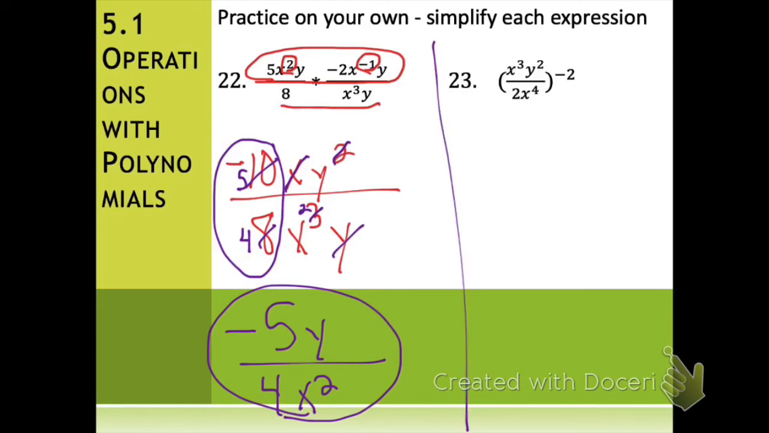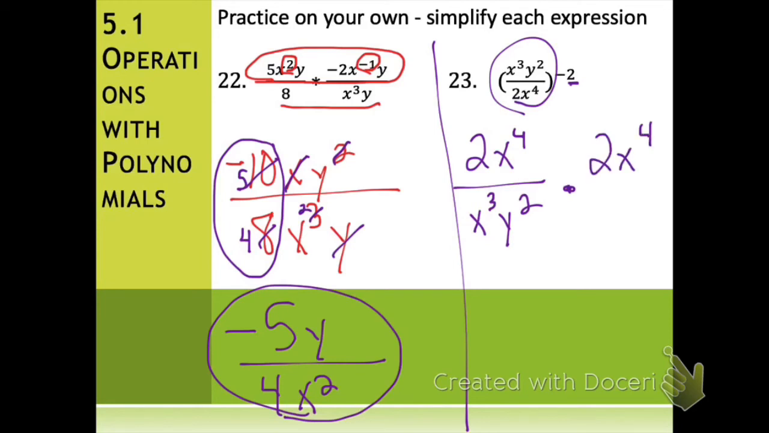All right, next problem. I am going to flip and expand this thing. So because there's a negative exponent, I'm just going to flip this fraction, literally just flip it. 2x to the 4th over x cubed y squared. And since it's squared, I am actually going to write it twice, just so I can see it. 2x to the 4th over x cubed y squared. So not only did I take care of the negative by flipping it, reciprocating it, but I took care of the 2 by writing it twice.